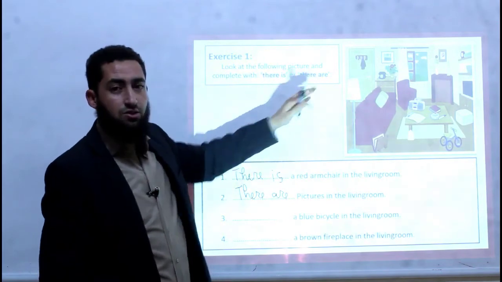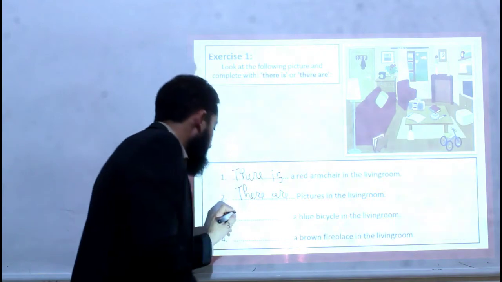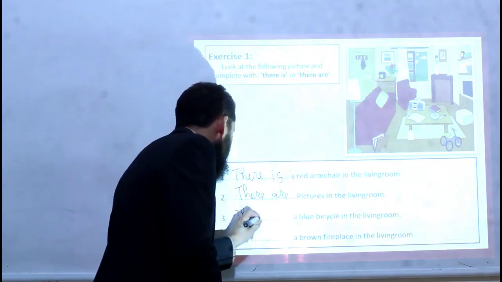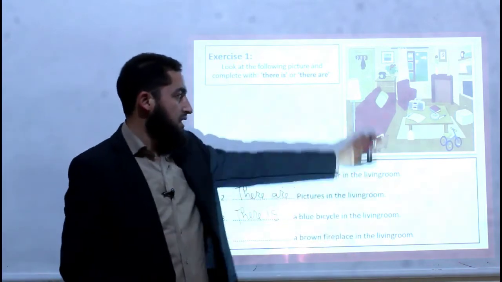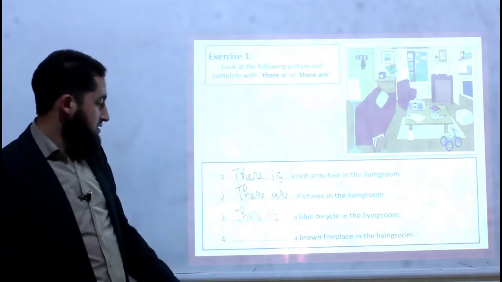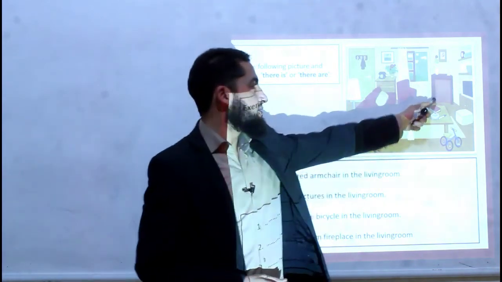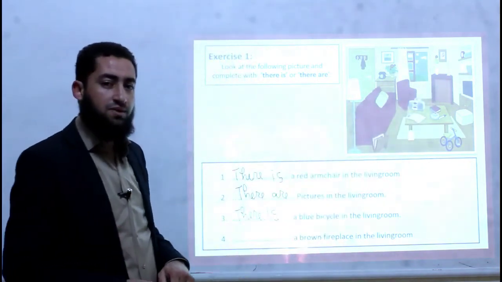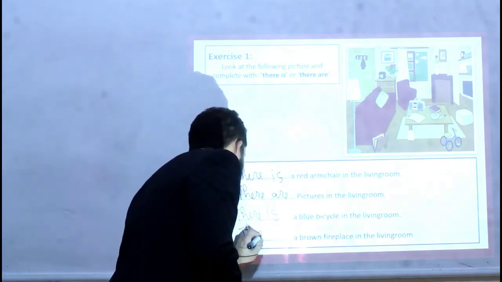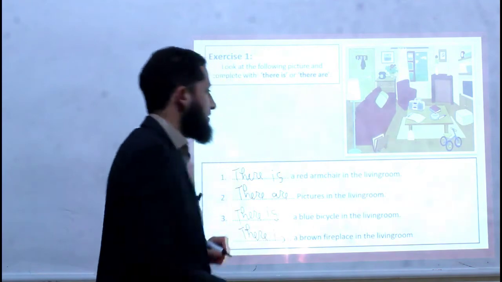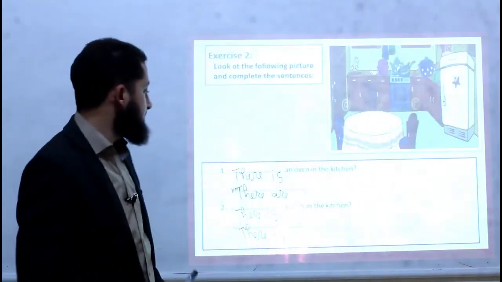A blue bike in the living room. Is it there is or there are? It's there is. 1. There is a blue bike or bicycle in the living room. The last question, a brown fireplace in the living room. So it's 1, say there is. Very good. We move to exercise number 2.